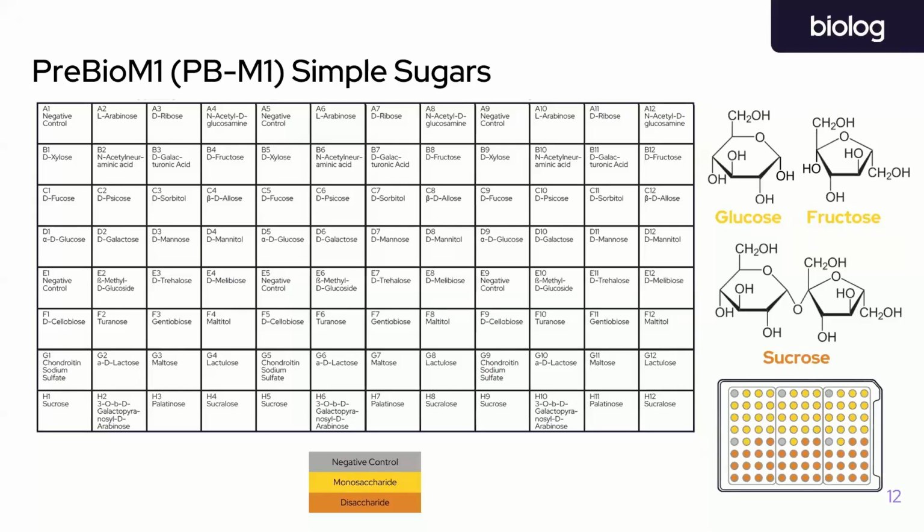The first plate, PreBioM 1, contains monosaccharides such as glucose and fructose, pictured in yellow, as well as disaccharides like sucrose, which combine 2 monosaccharides via a glycosidic bond. Due to their simple structure, bacteria can readily absorb and metabolize them, providing a rapid energy source.